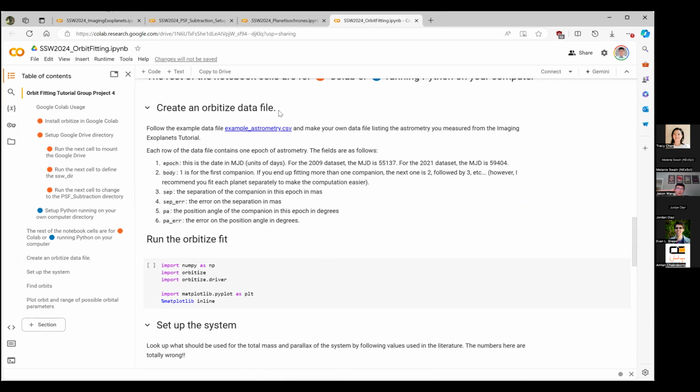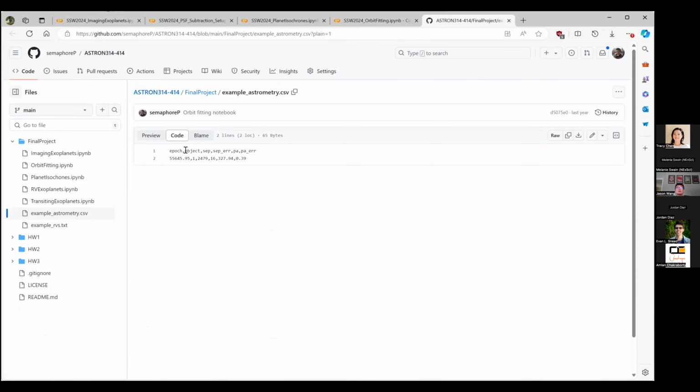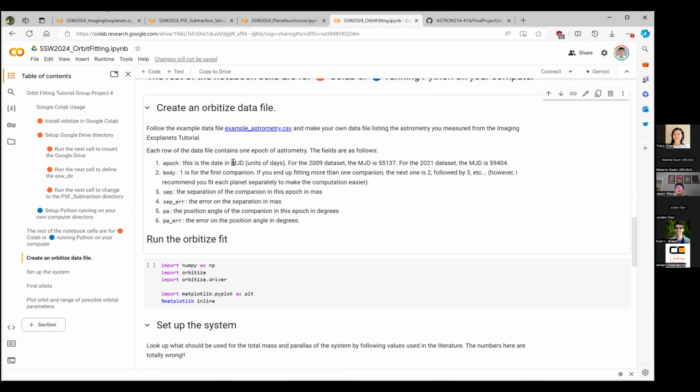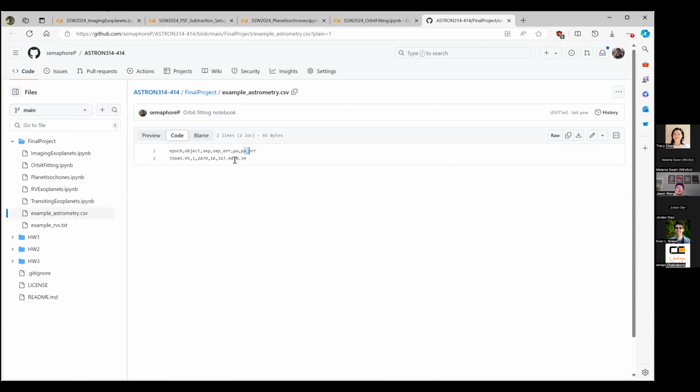So this is in the answer keys for what the real one should look like for planet C. But you'll need to basically put your astrometry that you measured into this format. The format is a CSV file for the epoch, the object, separation, sep error, PA, PA error. So for the epoch, I think we tell you that in 2009, the MJD for the epoch is 55137, and for 2021, the MJD for the epoch is 59404. So you'll need 2 rows, one for each epoch.